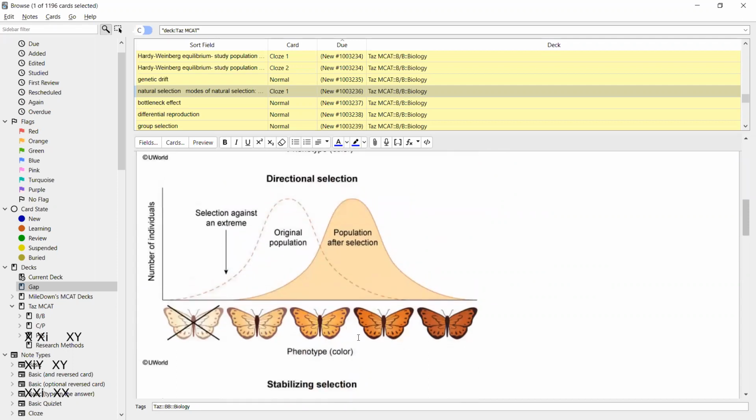So let's go with this butterfly example, right? Let's say that the predator is really able to see these bright butterflies, but not able to see the dark butterflies because they blend in with the trees or the leaves, right? In that case, the predators are eating up all the light butterflies. And so over time, the population is trending towards being mostly made up of dark butterflies, right?